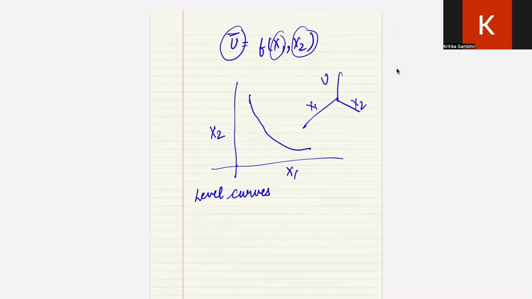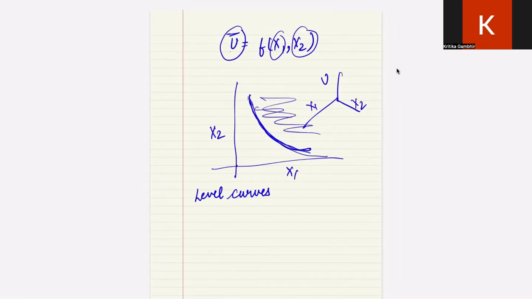So now if you mark the upper contour set, all the bundles which are weakly preferred over these bundles. To understand all of this, you need the theory lectures. The link for that is in the description box. So this is the curve, and this is the upper contour set, or you say weakly preferred set.